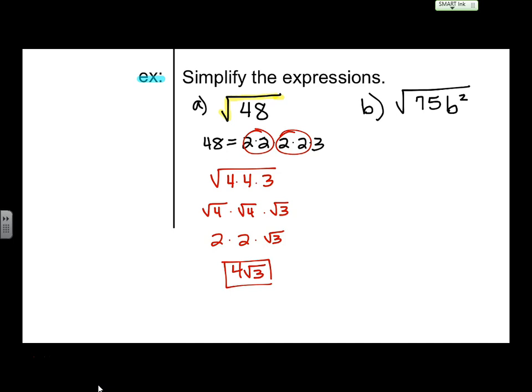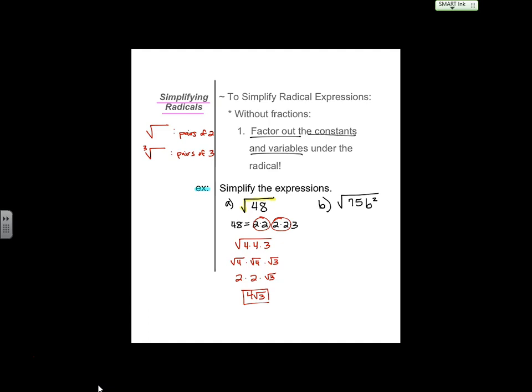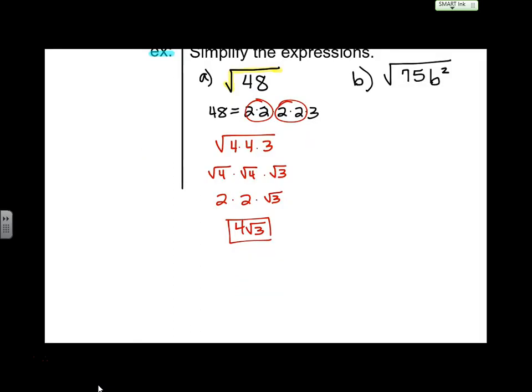That is actually where we stop. We have simplified it as far as we can go. Look at the top. Ready? To simplify radical expressions without fractions, we factor out the constants and variables under the radicals. So we look at the number, and we try to factor them down. Now, to help us out with simplest form, because we go until it's simplest form, I'm going to go ahead and write that right here.